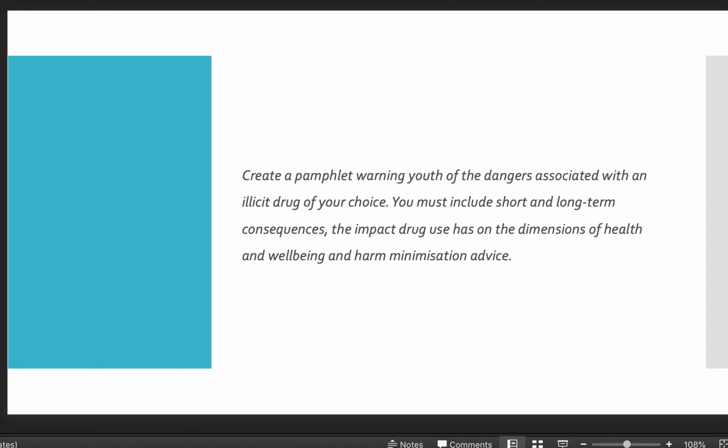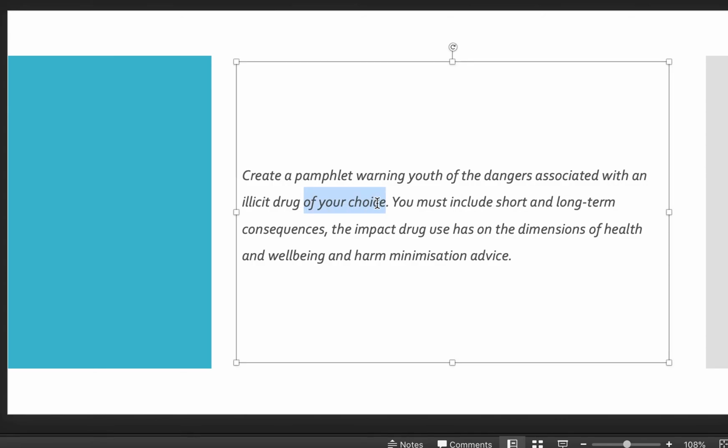Now, when we say pamphlet, I'm happy for this to be poster, brochure, whatever you feel most comfortable with and find easy to create. But I don't want to know about individual drugs themselves. I don't want to know about the risk factors or any of the issues with one particular drug. Just overall, youth taking drugs. So what I want is, what are the dangers associated with the illicit drug? Don't worry about the drug of your choice, just overall.